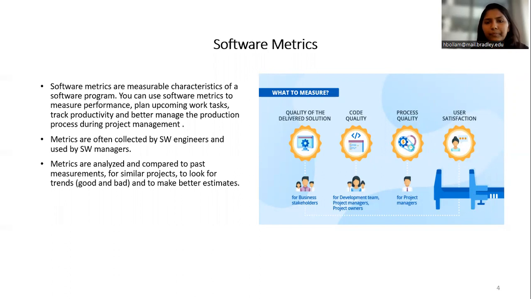For example, business holders will measure the quality of the delivered solution. At the same time, code quality is measured by the development team, project managers, and project owners. In the same way, process quality is checked by project management. By considering all these metrics, it will be easier for us to achieve user satisfaction.